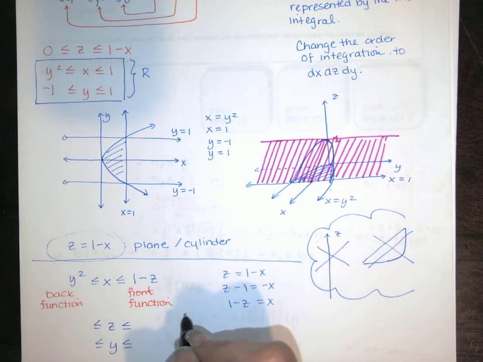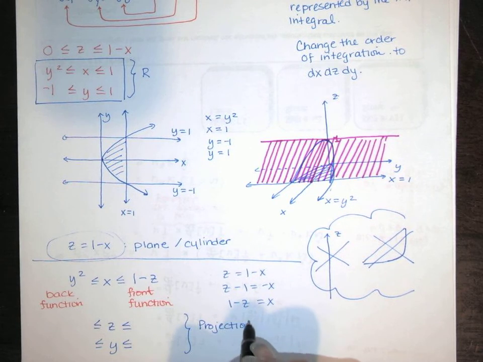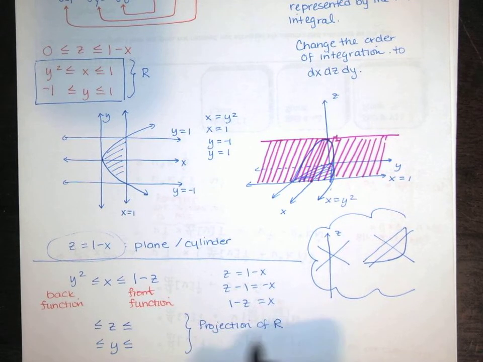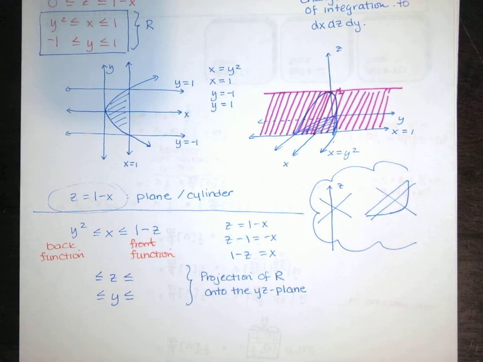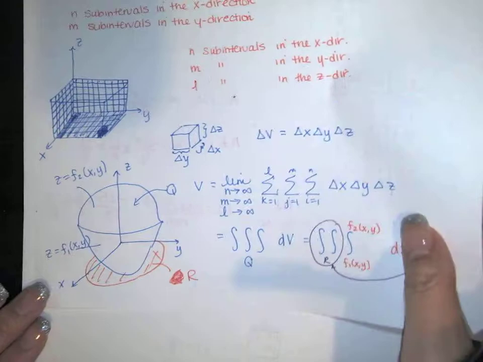And this has to describe the projection of the solid region onto the YZ plane. Now this is a little tricky. We've never had to do that before. Let's think about what we did when we were projecting onto the XY plane.